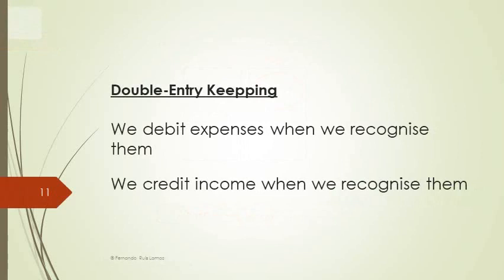Since the result or net income of the profit and loss account is part of the equity, income and expenses, as changes in equity, follow the same registration rule as the rest of accounts or components of equity, when we fill in the journal ledger under the double entry bookkeeping method. This means that we debit expenses when we recognize them, since expenses are a decrease in equity. And we credit income when we recognize them, as they are increases in equity.